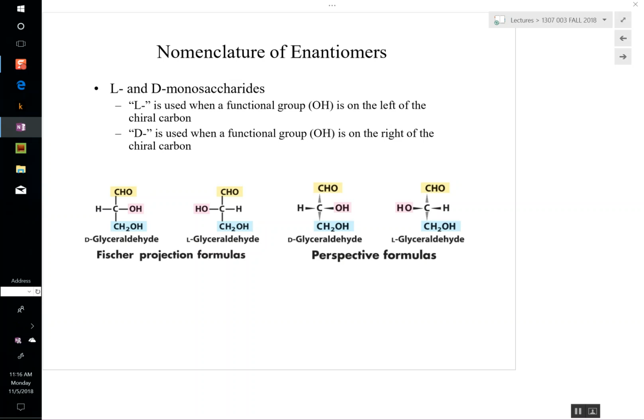If it is on the left, it's an L. If it is on the left, it is not a naturally occurring glyceraldehyde. This is what nature makes, D-glyceraldehyde. You follow me? All right, take a look at them. D, L.